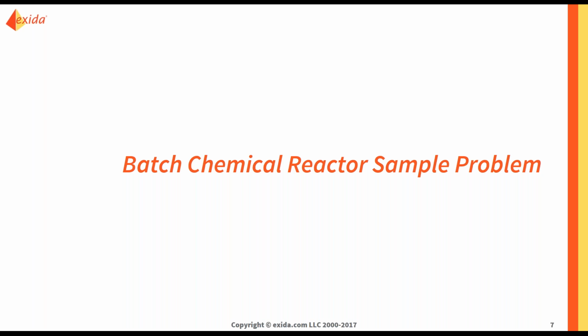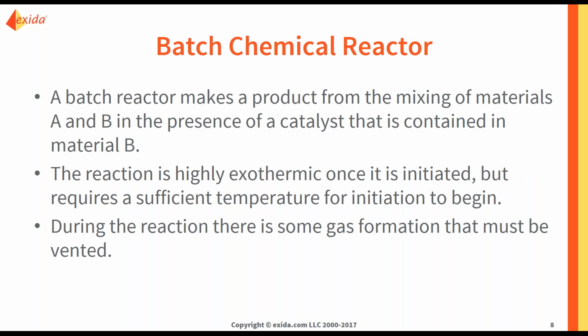So to show you exactly how we would do this, we put together a sample problem. In this example, a batch reactor makes a product from mixing materials A and B in the presence of a catalyst that is contained in material B. The reaction is exothermic once it is initiated, but it requires a sufficient temperature for initiation to begin. During the reaction, there is some gas formation that must be vented.